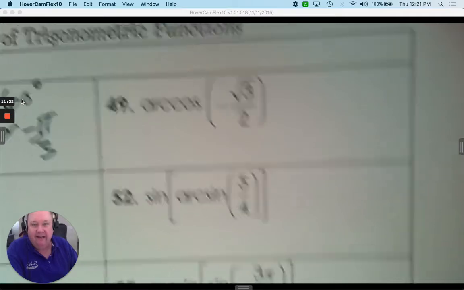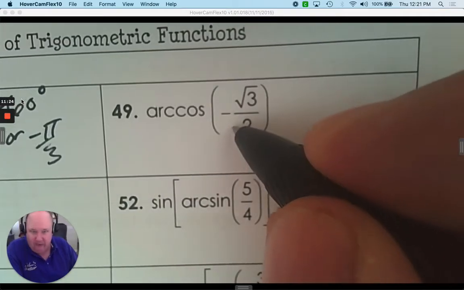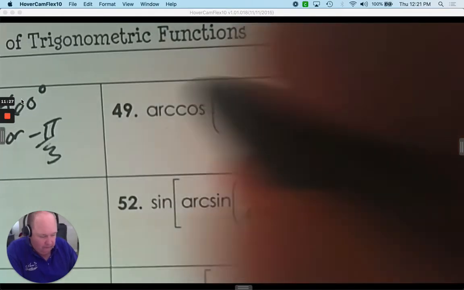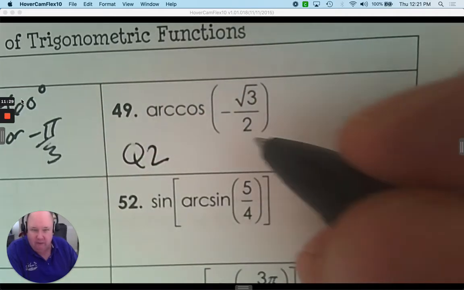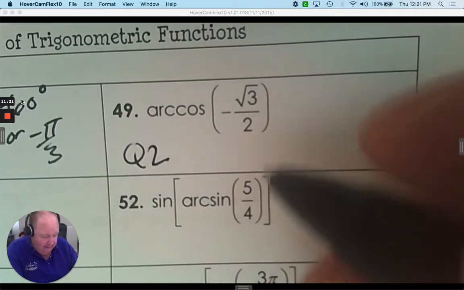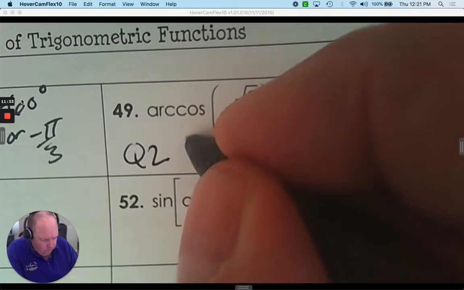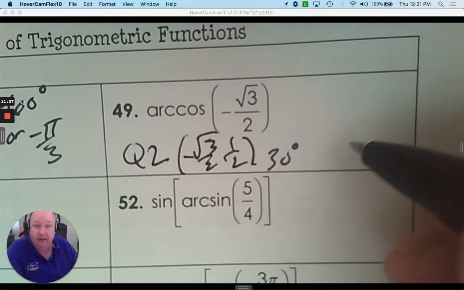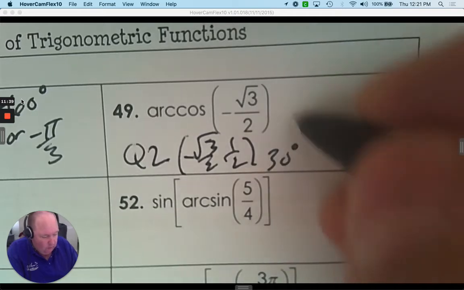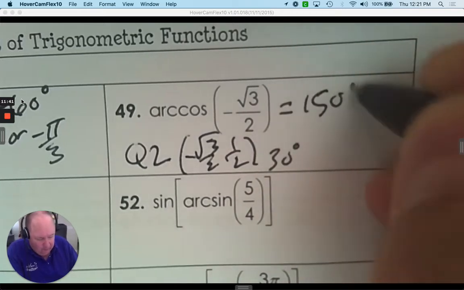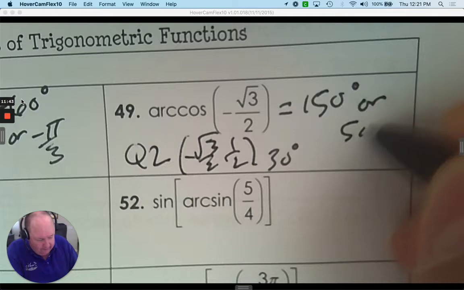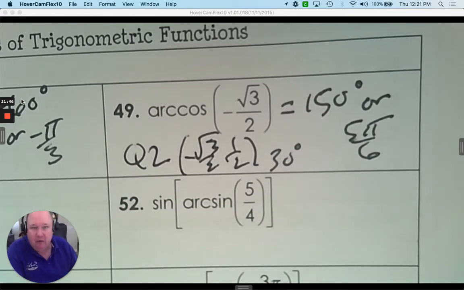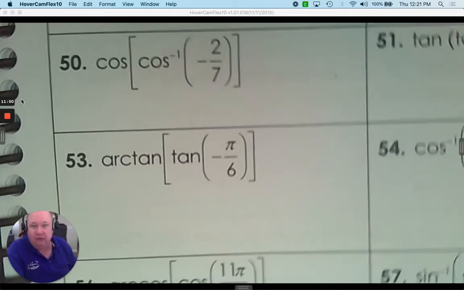For 49, where is the x coordinate? Negative root 3 over 2. So this is going to be in quadrant number 2. It's a 30-degree reference angle in quadrant number 2. So if I go 180, take away 30, that angle is 150, or we would write the angle as 5 pi over 6. For number 50, we have a composition here.